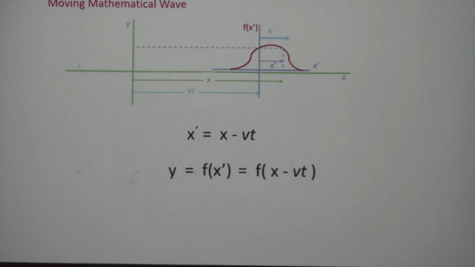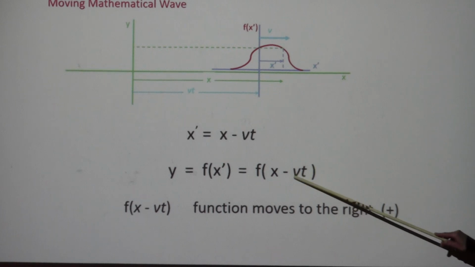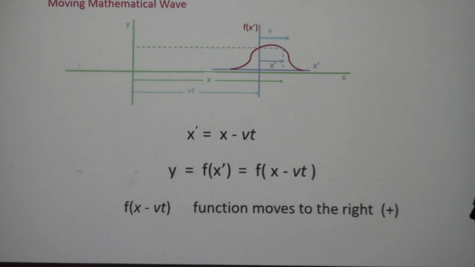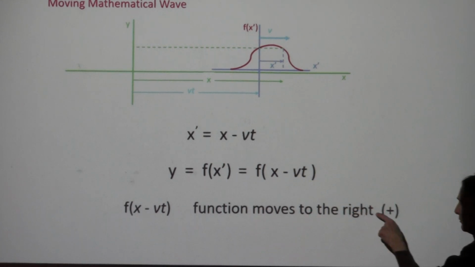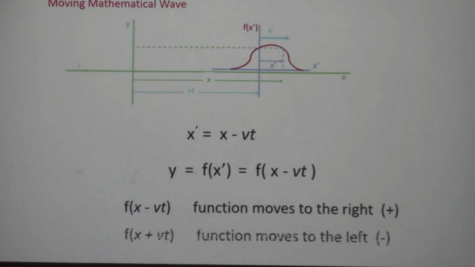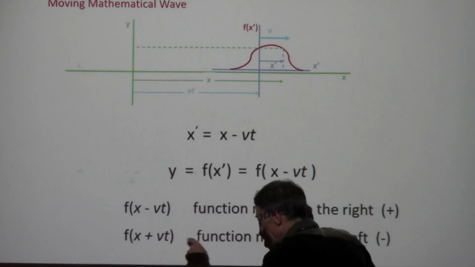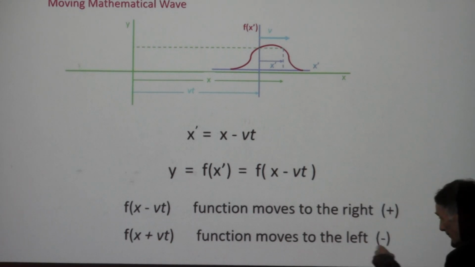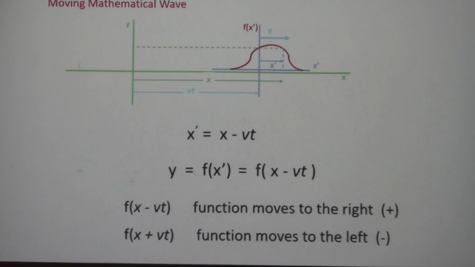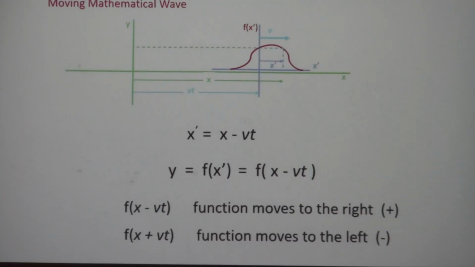So basically, if you have this minus sign here, the function moves to the right, moving in the positive direction. And if you have an x plus vt, then the function is going to be moving in the negative direction. Okay, hopefully you've got that.